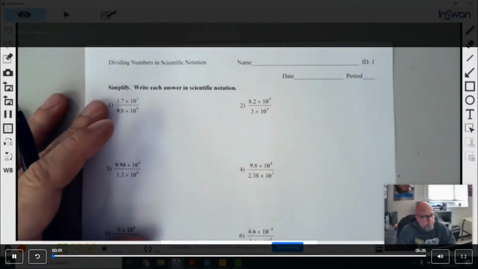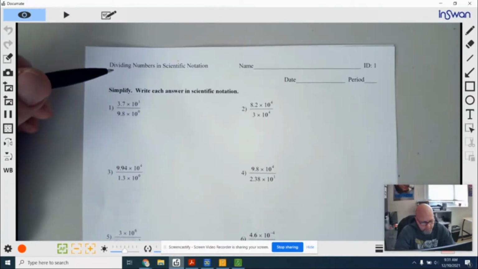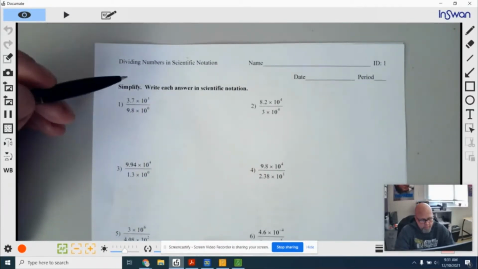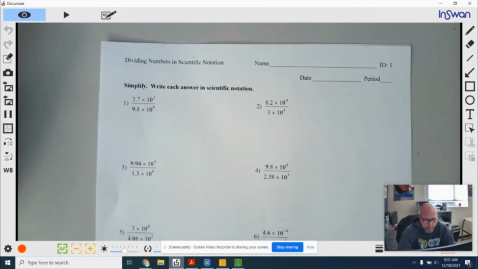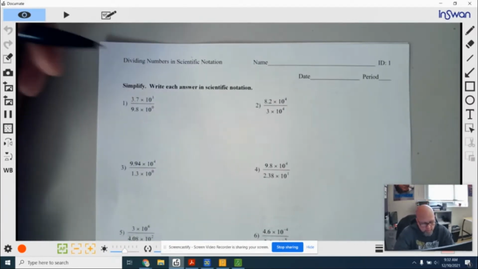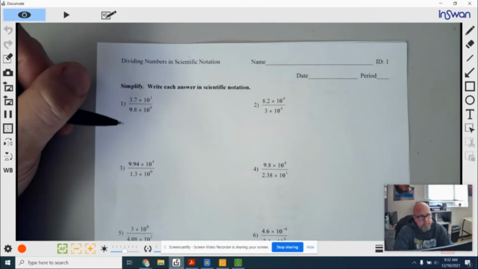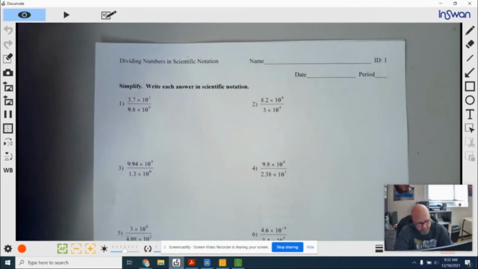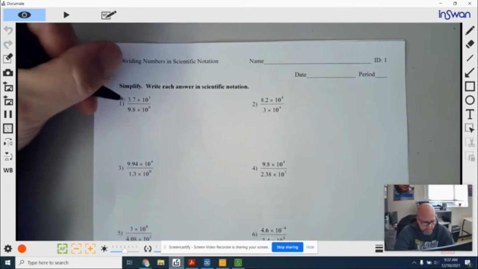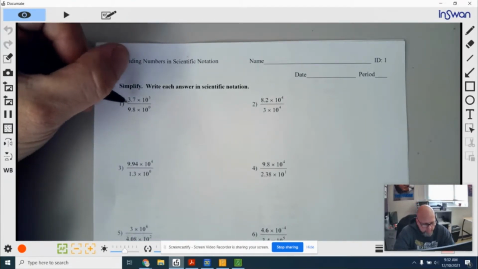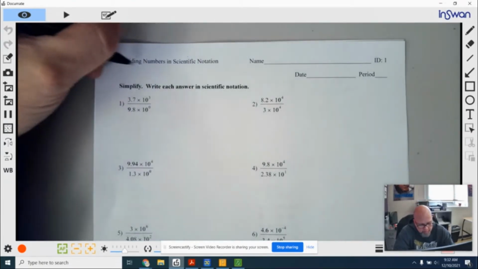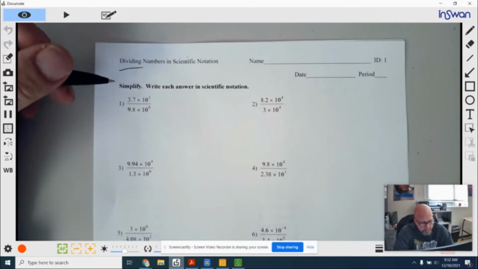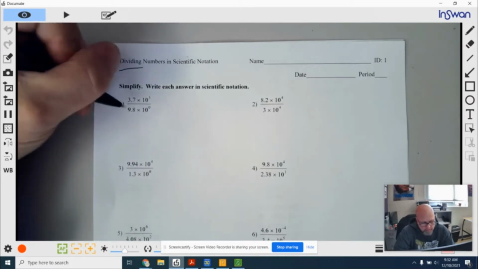Okay, for today's lesson, we're going to need the sheet that says dividing numbers in scientific notation. So far we've learned about scientific notation, what it is, how to write it. We learned about multiplying numbers in scientific notation and then converting them back and making sure that the final answer is in scientific notation. And today we're going to go kind of backwards with that. We're going to be dividing.